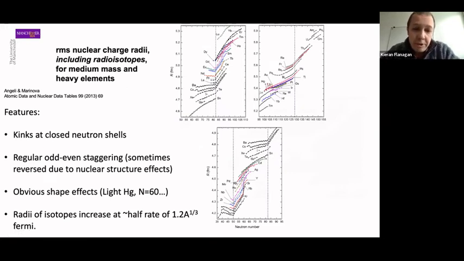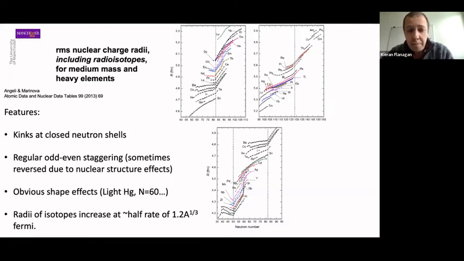So that brings me on to the features that we see across the whole heavy region of the nuclear chart. And again, this was pointed out yesterday. We see these strong kinks at the neutron shell closures. We see regular odd-even staggering across all of the isotope chains, which sometimes reverses, sometimes reduces in strength, and really understanding why we see that reduction or reversal in the odd-even staggering is not well described. We see also obvious shape effects, especially in the N=60 region and in the neutron-deficient mercury.